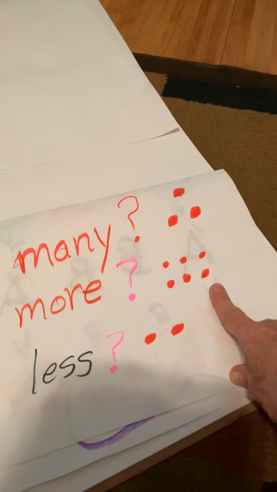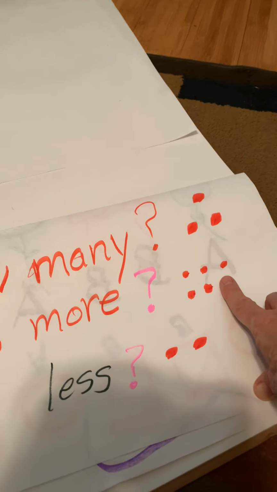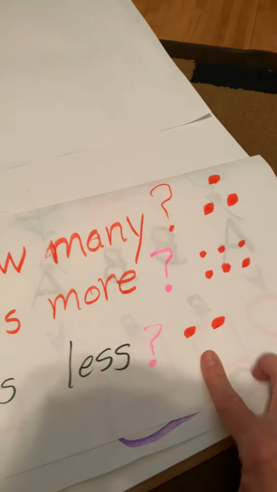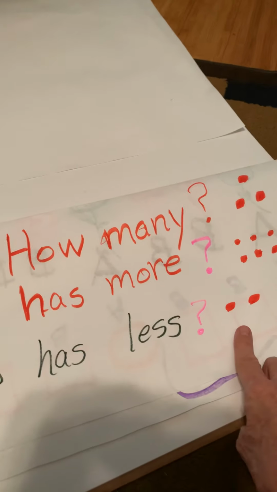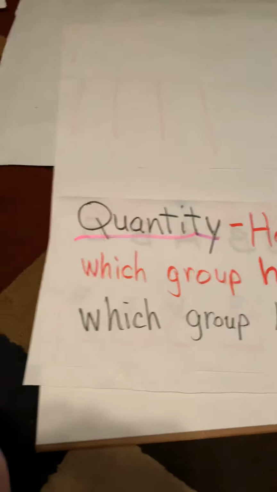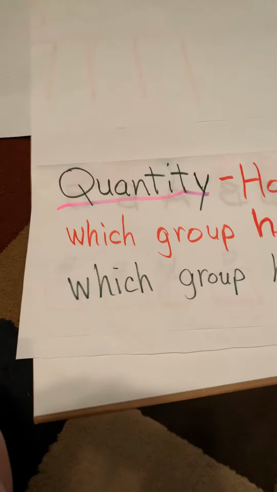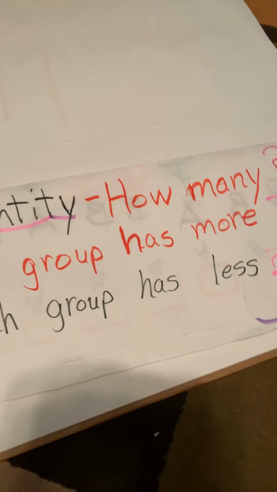So which group has more? I think this group has more than that group or this group. And this group has less because there's only 2. So say quantity. Quantity means how many. Okay. Now we are going to look at some stuffed animals.